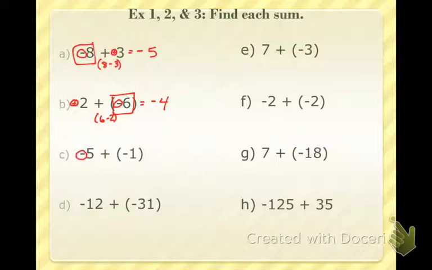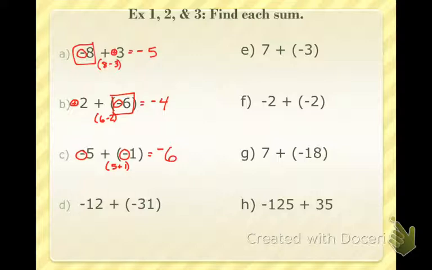C, they have the same sign. If you have the same sign, you're going to add them together. So, in your brain, you're going to go 5 plus 1. And that would be 6. And they both have negatives, so you're going to put a negative sign in front of it.